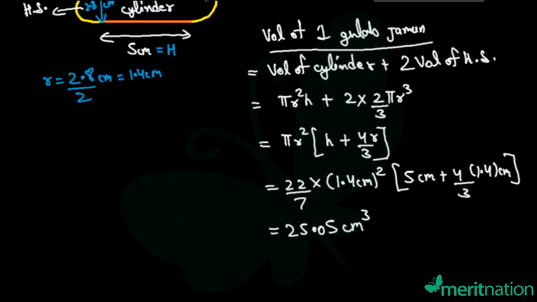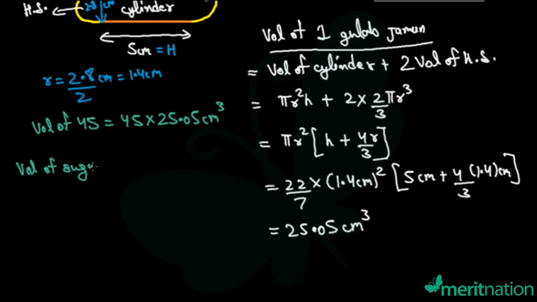Now how many gulab jamuns do we have over here? We have 45 gulab jamuns. So the volume of 45 gulab jamuns would be equal to 45 into 25.05 centimeters cube. This is the volume of these complete 45 gulab jamuns. Now each of the gulab jamuns soaks 30% of its volume as sugar syrup. So the volume of sugar syrup, if we have to find, would be equal to 30% of the volume of these 45 gulab jamuns.